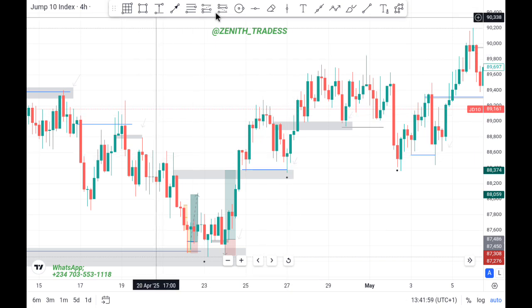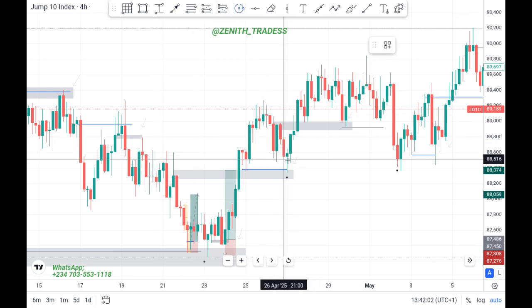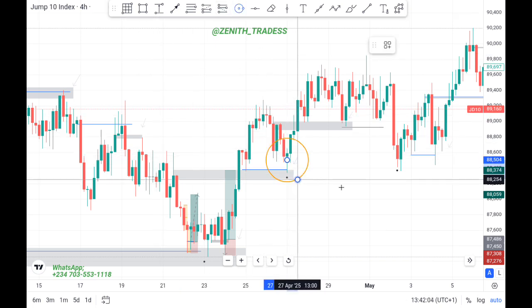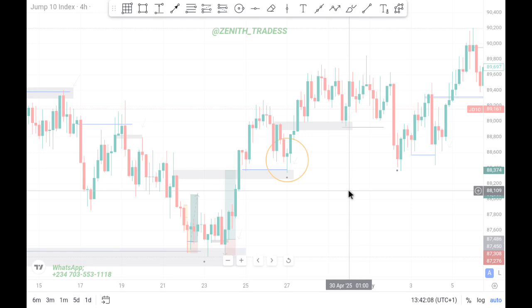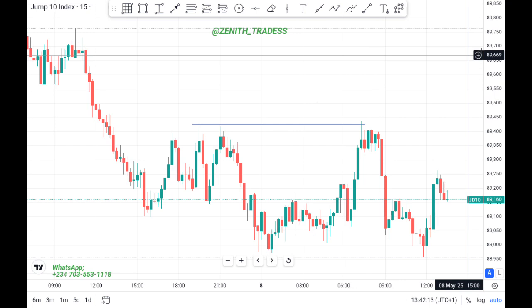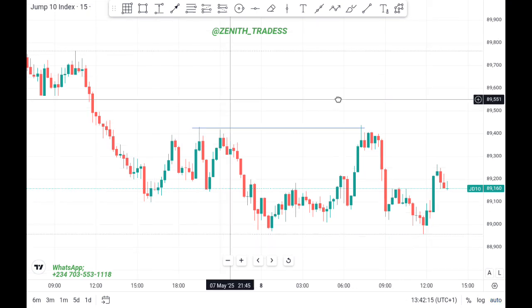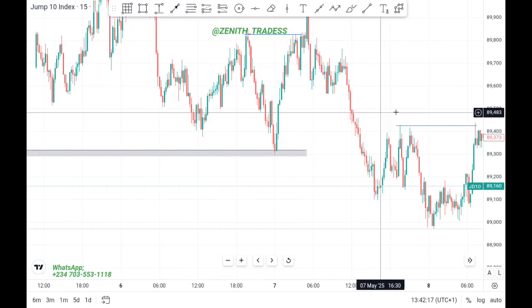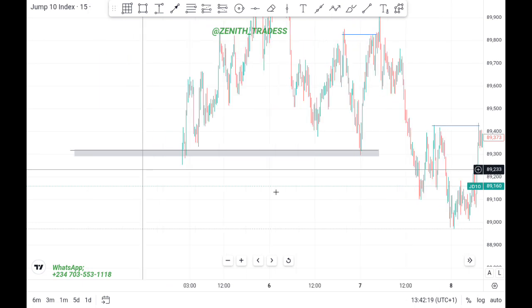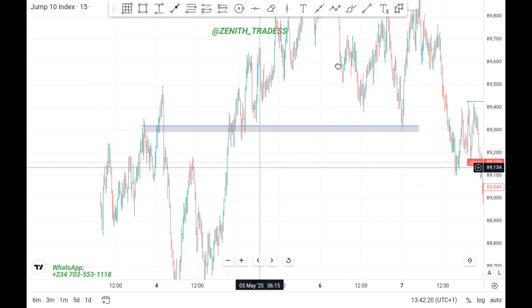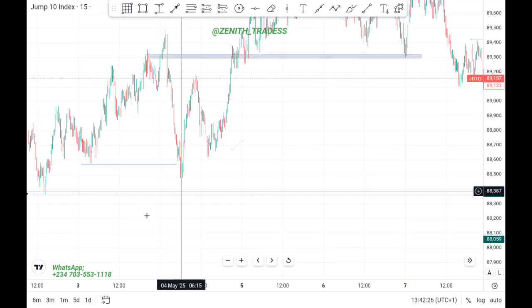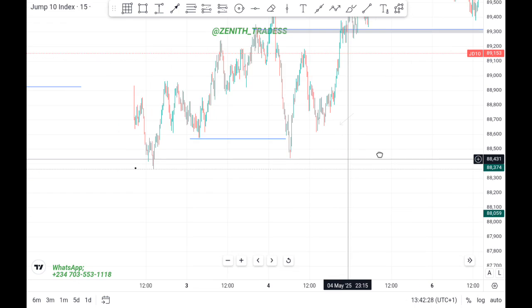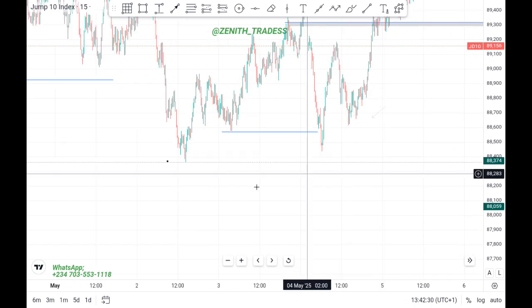Let me go to M15 and mark this CRT out. Let's move to M15. Okay, let's retrace back to that price action. Let's drop back to that price action so that we understand how the storyline, the phase, and the objective will also always help us to be on the right side of the market.